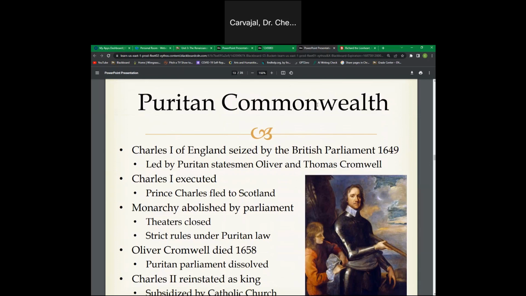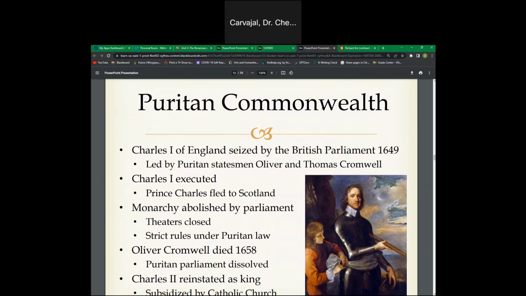And then essentially under the leadership of Oliver and Thomas Cromwell, one of whom became the one who ruled, the other one became the main general who battled other forces who tried to get back the kingship, they captured Charles the First, took him in custody and executed him. They beheaded their own king, and they began what they call now either the English Commonwealth or the Puritan Commonwealth.